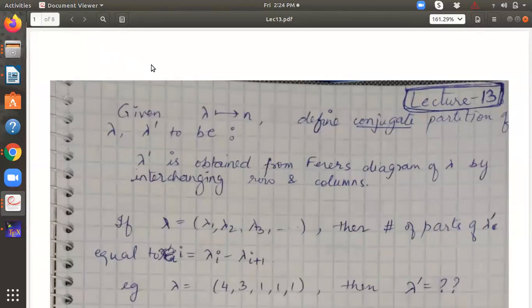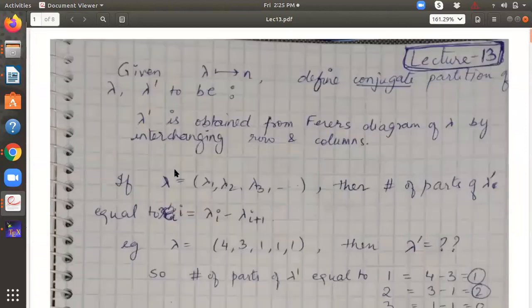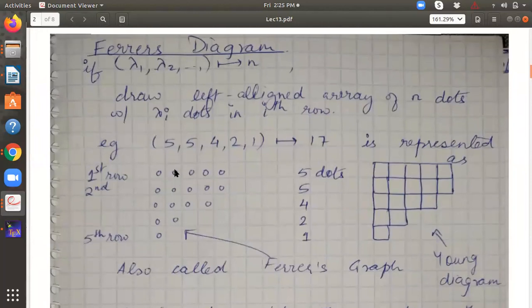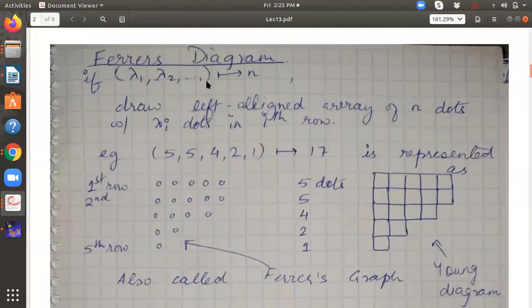Yes. Okay. So if you remember, last time we talked about partitions of n, and this is what we did. Given this sort of a partition, we talked about Ferrers diagram, which is a collection of n dots, and the number you see in the first location here is the number of dots you put in the first column, and so on.